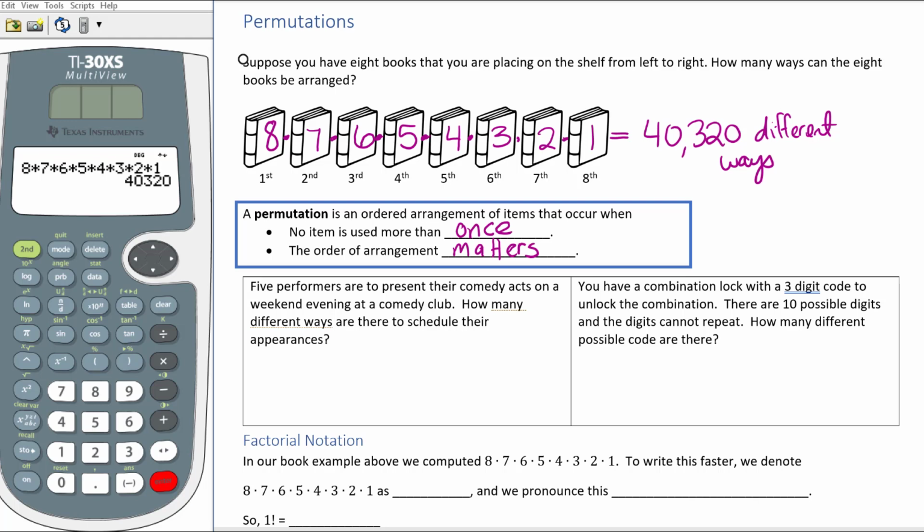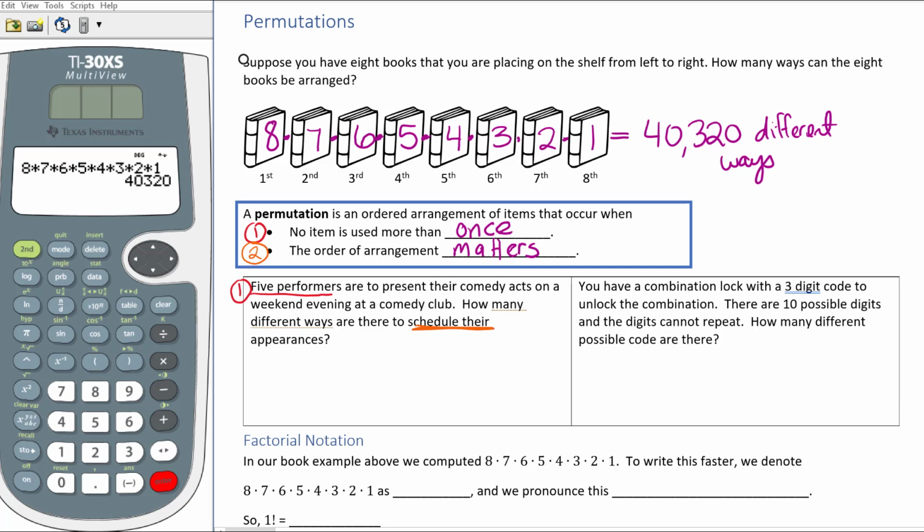Let's give you another example. Let's say 5 performers are to present their comedy acts on a weekend evening at the comedy club. How many different ways are there to schedule their appearances? So each one of the 5 performers is only going to go up once. Okay, so that's requirement number 1. And how many different ways are there to schedule their appearance? So does the order matter? Well, it sure does. So that's requirement 2. Because the schedule to find out who gets to go first and who gets to go last matters, then this is definitely a permutation.